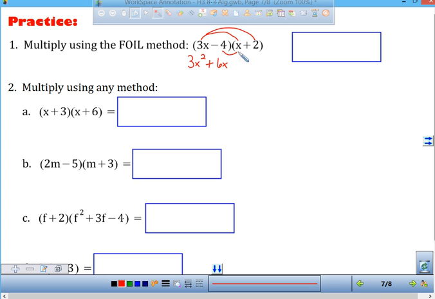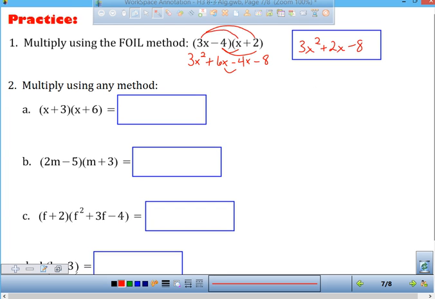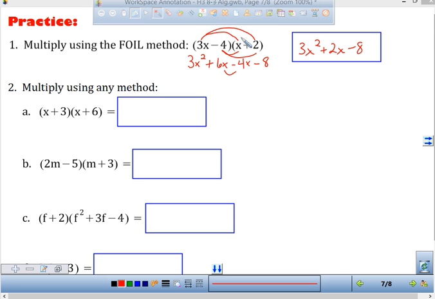Inside, negative 4 and x are the inside terms. So that's negative 4x. And then last. So last term, negative 4 times 2, so negative 8. Then combine the 6x and the negative 4x, so I get 3x squared plus 2x minus 8. So really the FOIL is just a way of remembering double distributive property, because this is what my double distributive property looked like. It looked like distributing 3x to both and then distributing negative 4 to both. And FOIL is just a way of remembering that.